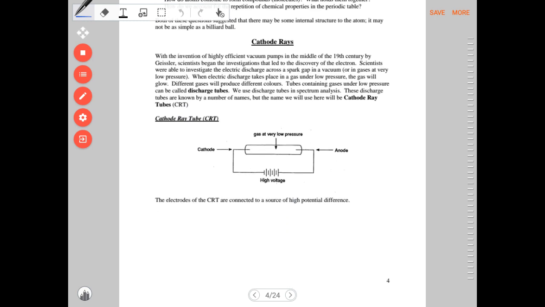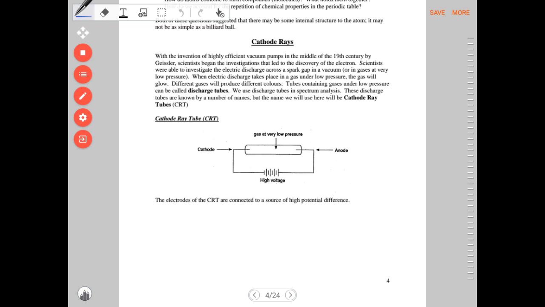Okay, so let's talk about something called cathode rays. With the invention of highly efficient vacuum pumps in the middle of the 19th century by Geissler, scientists began investigations that led to the discovery of the electron.